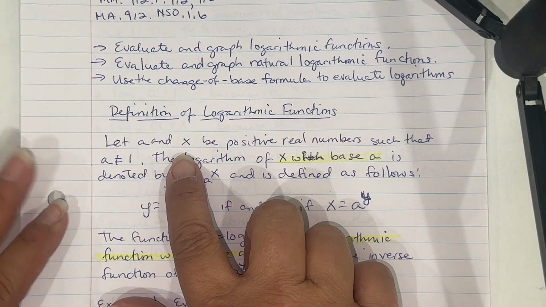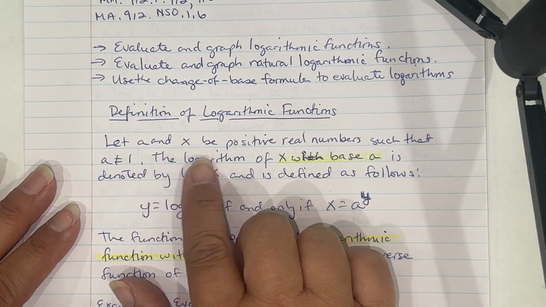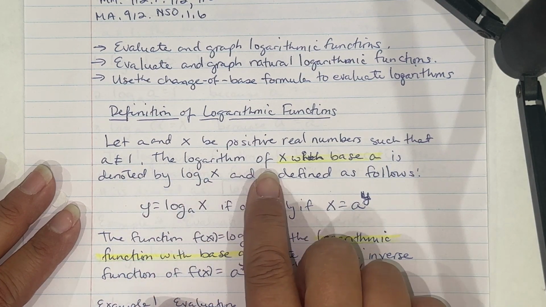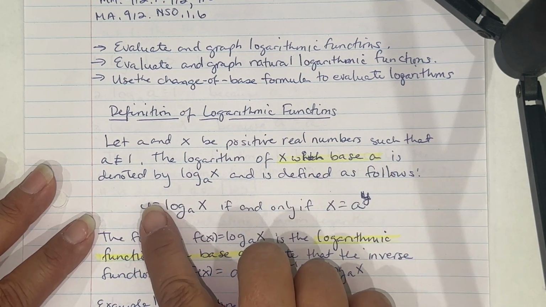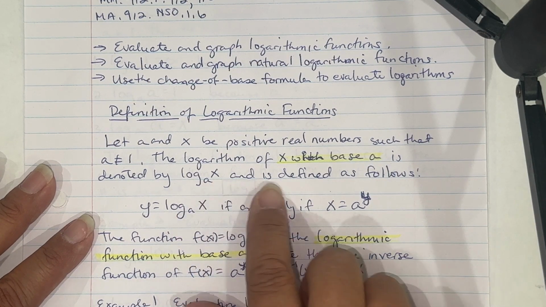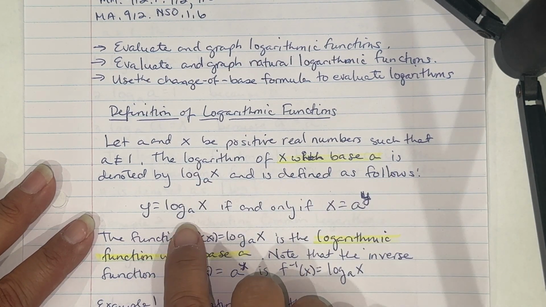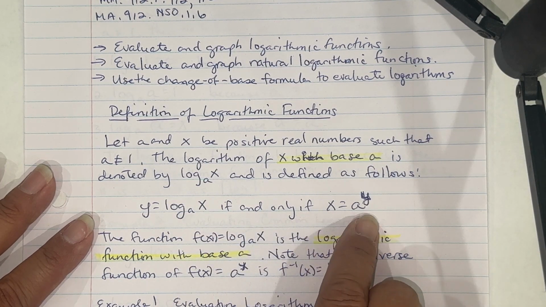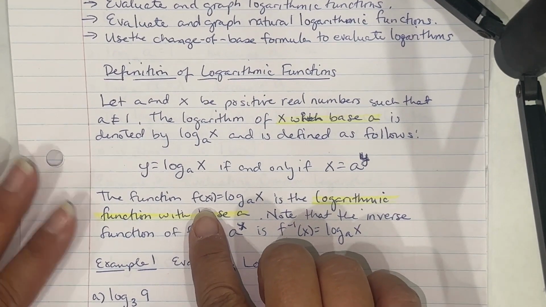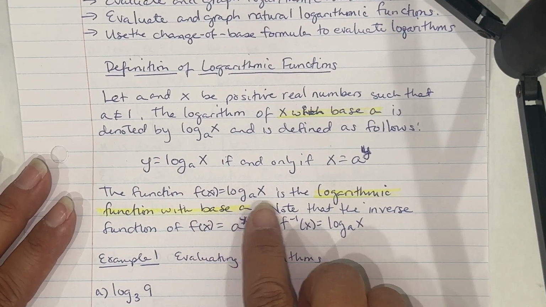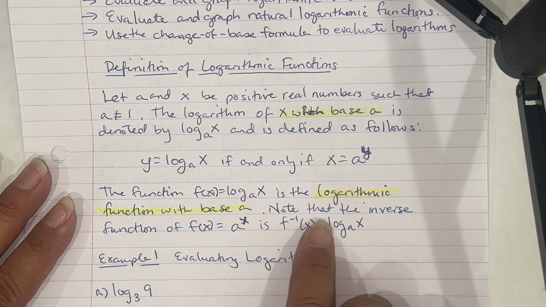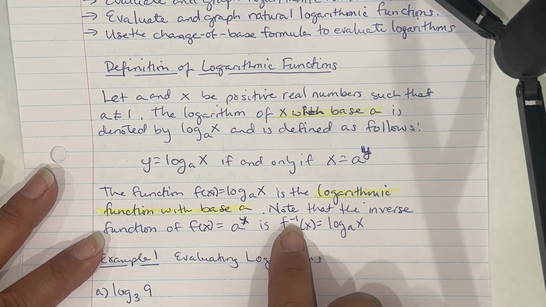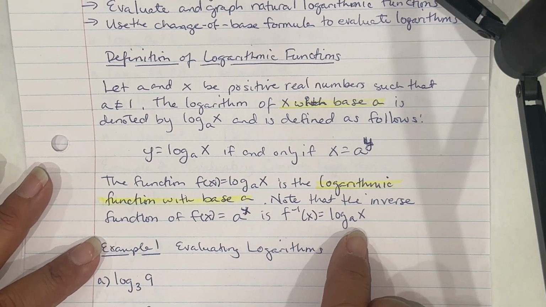The definition of a logarithmic function says that let a and x be positive real numbers such that a does not equal 1. The logarithm of x with base a is denoted by log sub a of x and is defined as follows. y is equal to log base a of x if and only if x is equal to a to the y power. The function f of x equals log base a of x is the logarithmic function with base a. Note that the inverse function of f of x equals a to the x is f inverse of x equaling log base a of x.